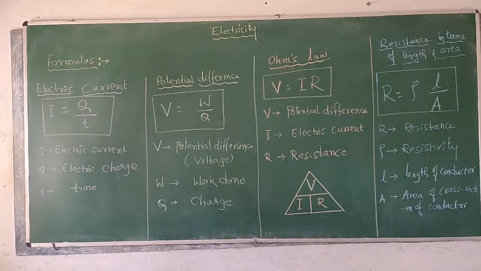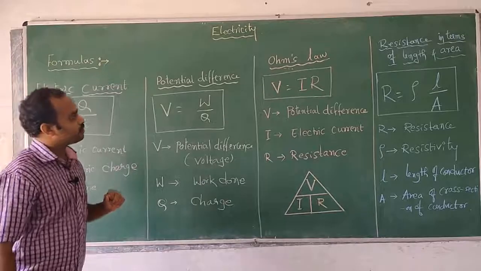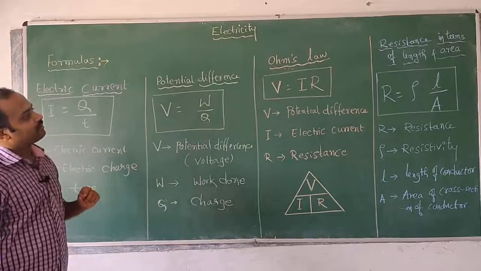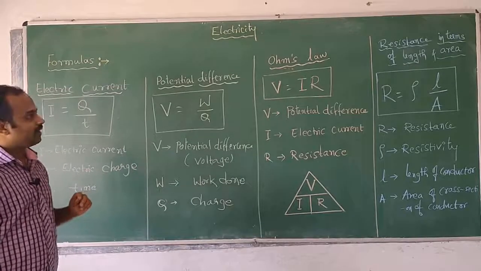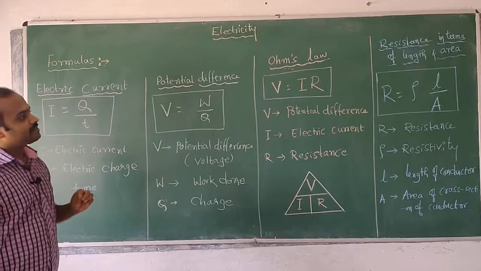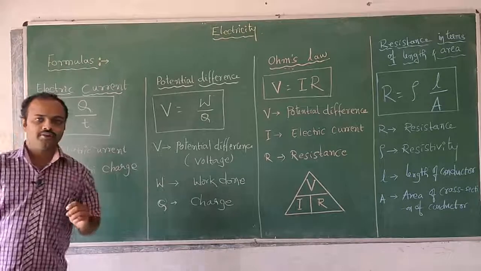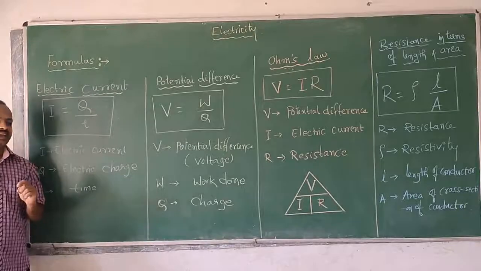First one, electric current, I is equal to Q divided by T. Second one, potential difference, V is equal to W divided by Q. Third one is Ohm's law, V equal to I into R. And fourth one is resistance in terms of length and area, that is R is equal to rho into L divided by A.